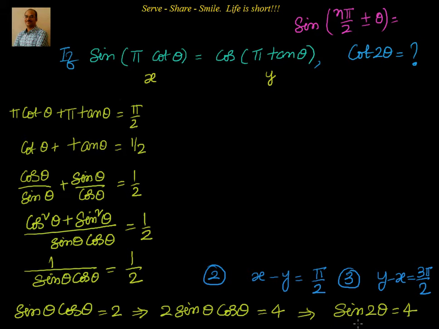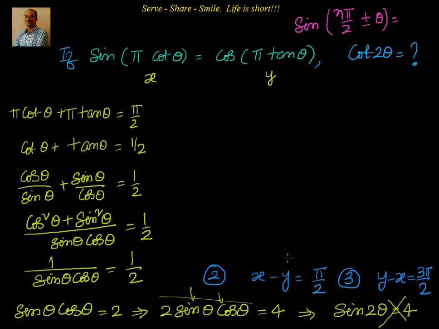Now we know that sine value will always be between -1 and 1. So this particular condition is a failure. Based on this we cannot find the values of cot 2 theta, because sine value should always be between -1 and +1. So 2 sin theta cos theta, the max it can go is a value of 2. It cannot go more than 2. So sin 2 theta is 4 is a wrong condition. That means x plus y equal to pi by 2, I cannot derive any cot 2 theta value.